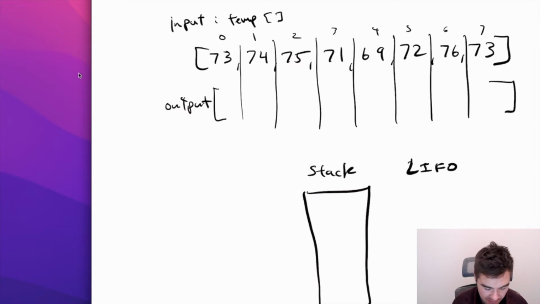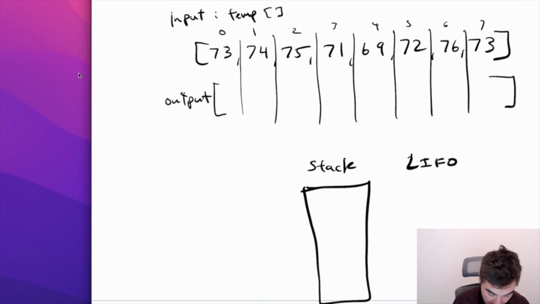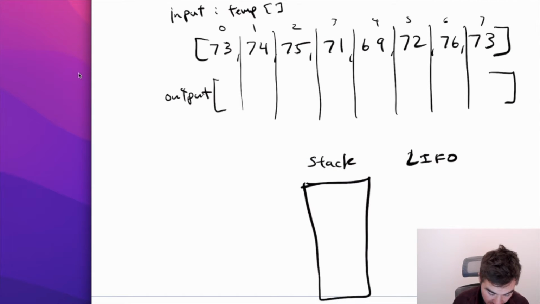So it's like a stack of plates. When you stack plates on each other, you're just going to take the top plate, which is the last one on there. Okay, so I think you guys get the idea. Okay, and so we're going to use a stack here, but we're going to use a special stack node that holds 2 pieces of information. We want to hold the value, and then we also want to hold the index of what we're putting into the stack.